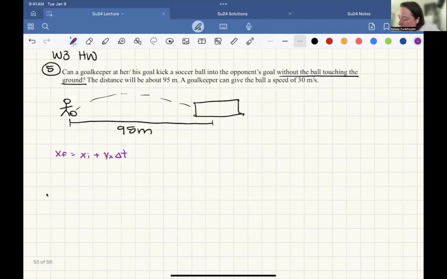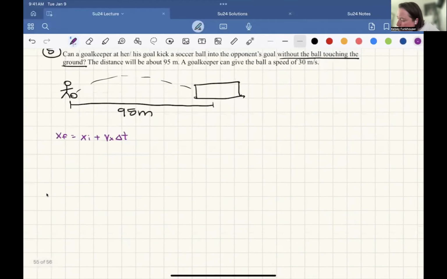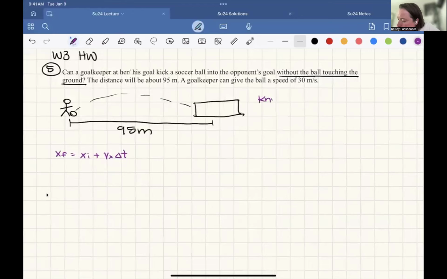But actually, before we write the equations, let's do our knowns and unknowns. Let's do best practices here. Knowns. So, the ball starts on the ground, so we'll say y initial equals 0. It also ends up on the ground, so y final also equals 0. We can say x initial equals 0.